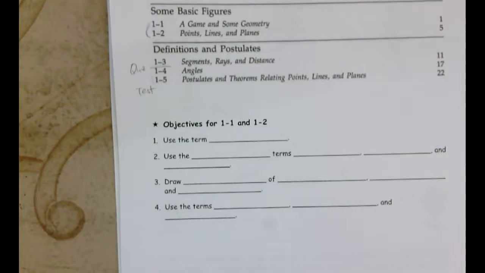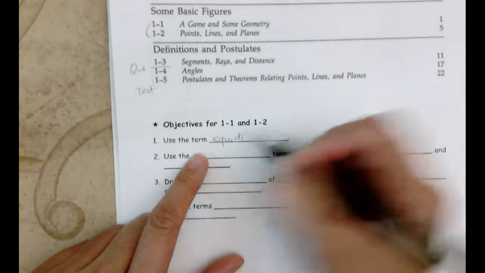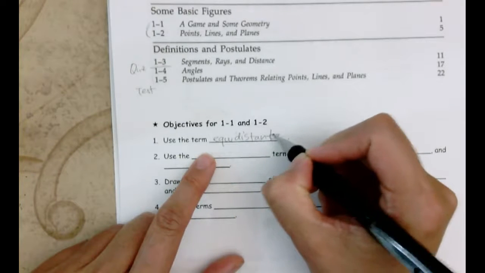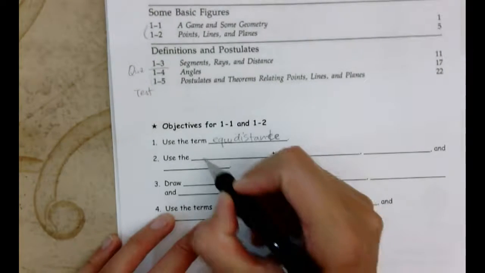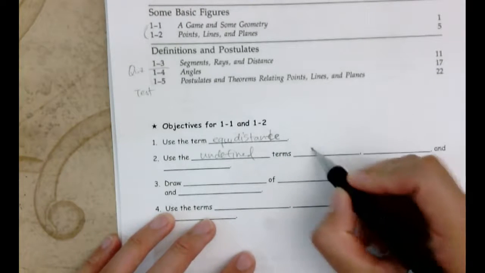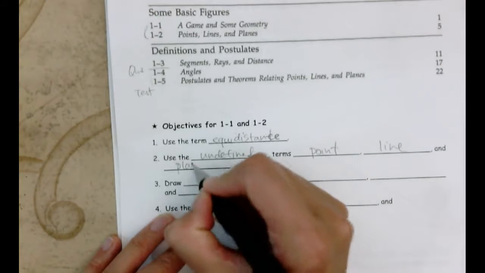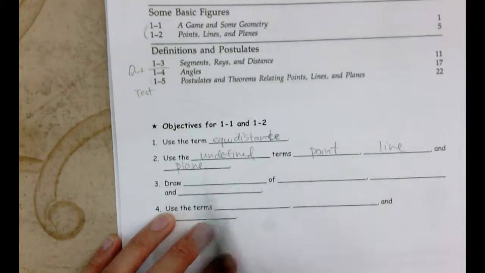Okay, so the objectives in this packet are: use the term equidistant. So I want you to write this down in your packet. Distance, equidistance or equidistant. And use the undefined terms point, line, and plane. Okay, so these are the three undefined terms in geometry: the point, line, and plane.